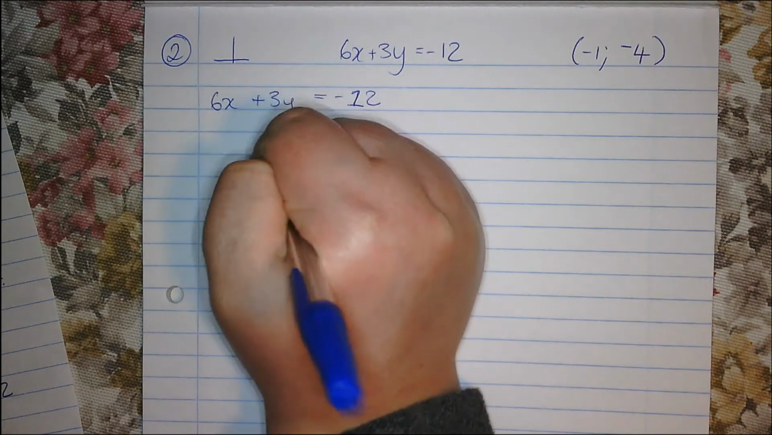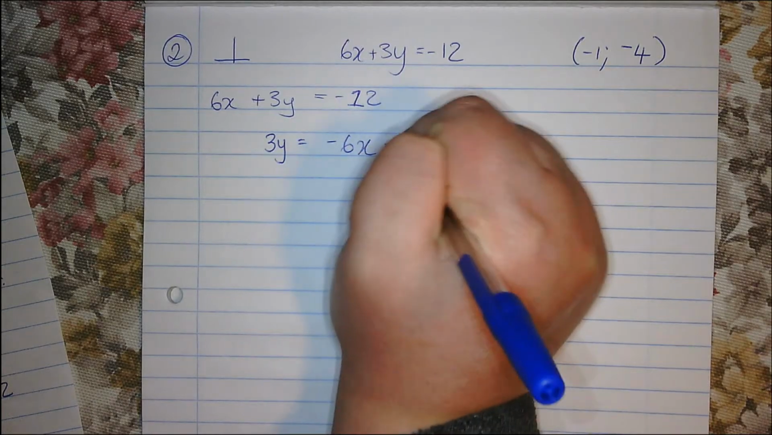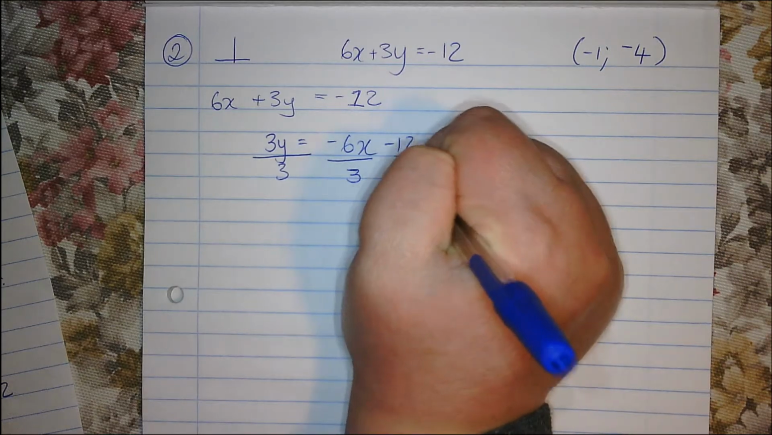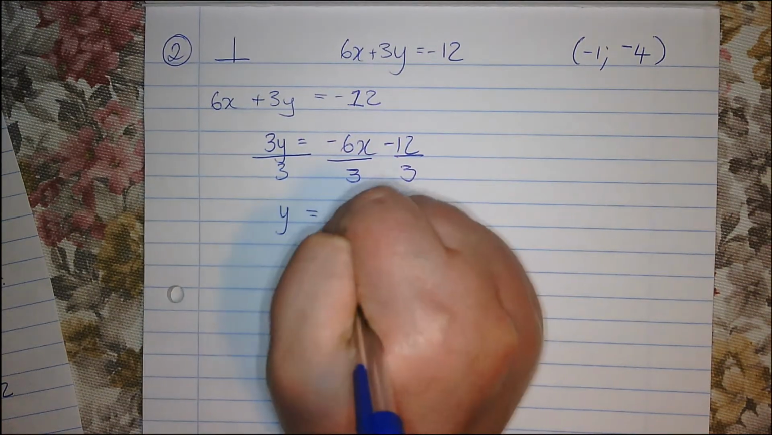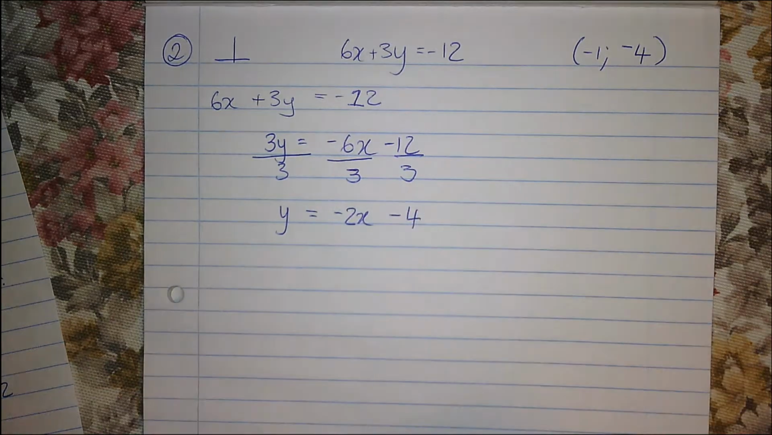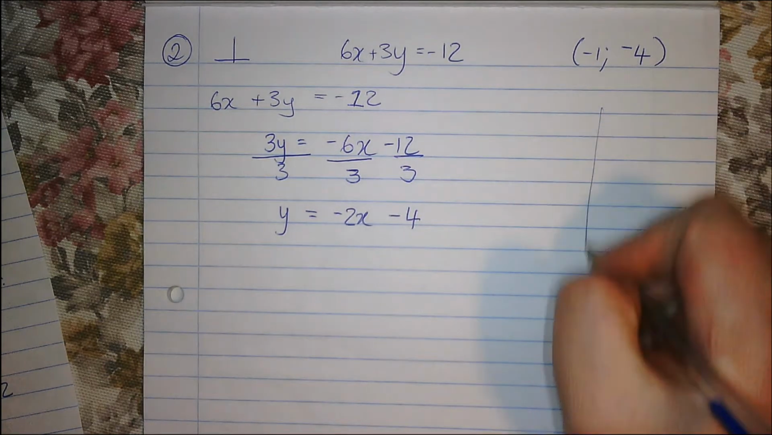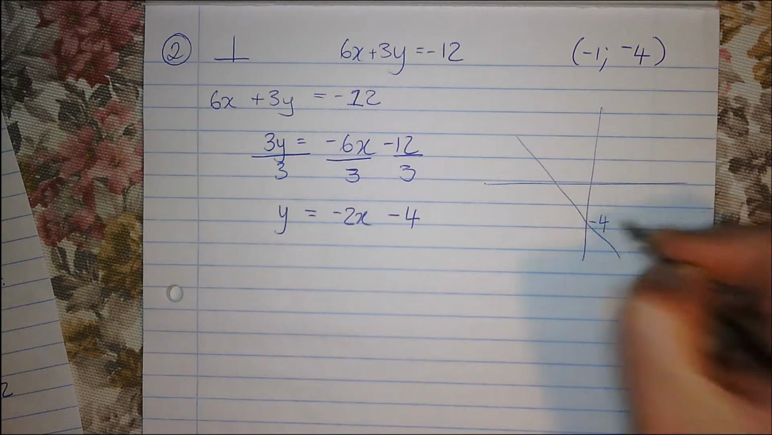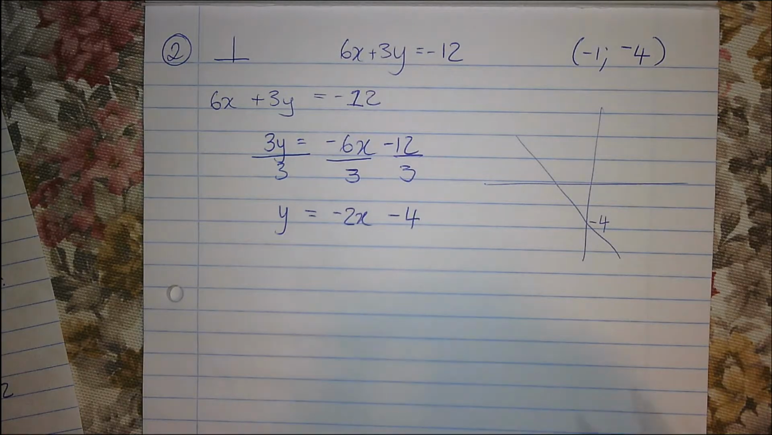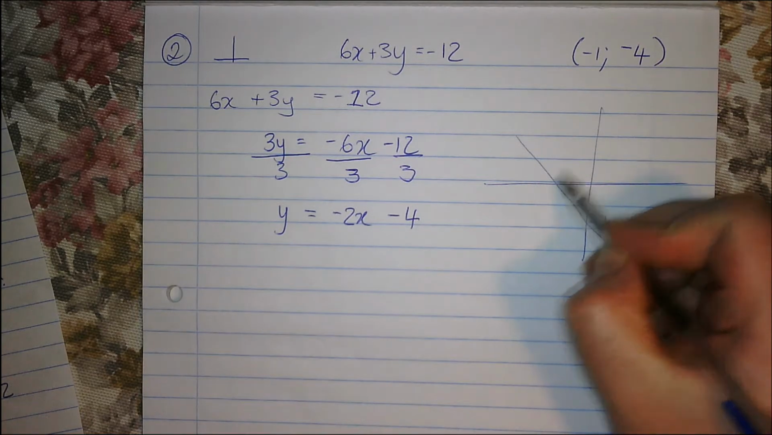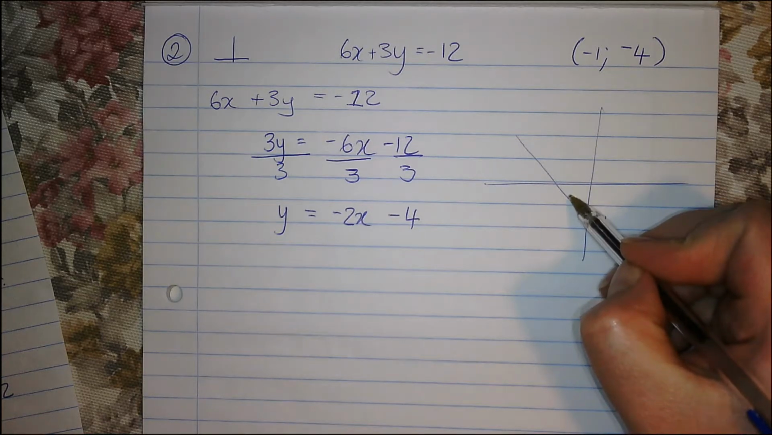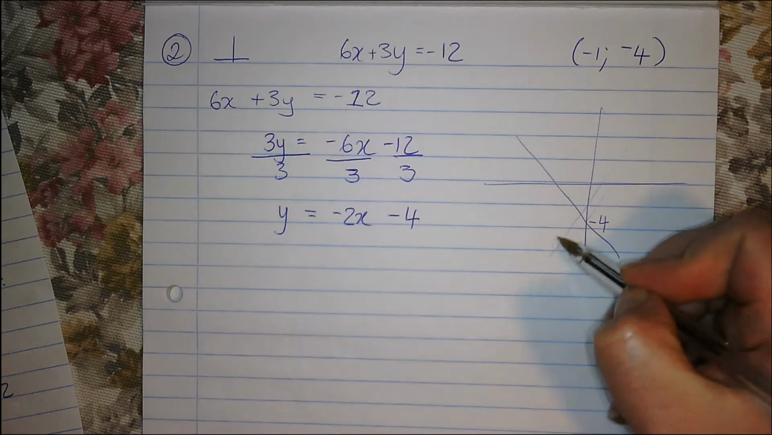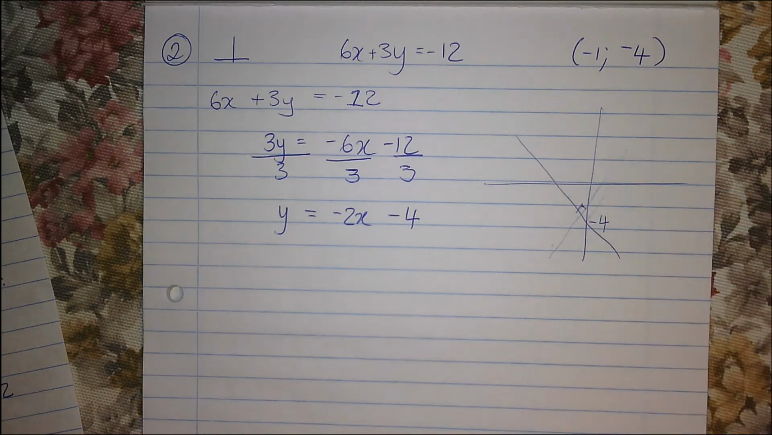This is 3y equal to negative 6x minus 12. Divide by 3, divide by 3, and divide by 3. This is y equal to negative 2x minus 4. Okay, so remember this is the line that we have. It looks like this. It goes to negative 4. Now what we are looking for is the line that is perpendicular to this, and it goes through negative 1 and negative 4, so it's going to be somewhere over here. Okay, we want it to go perpendicular to that.